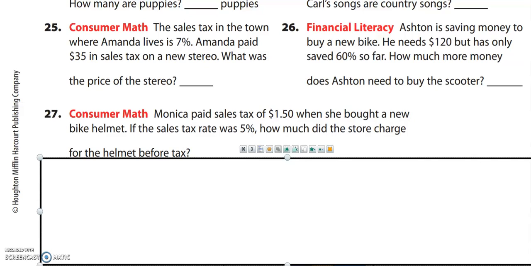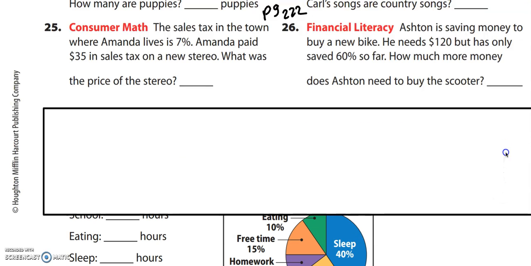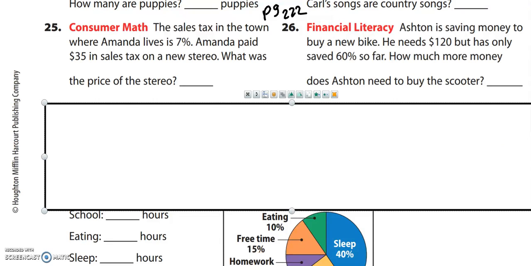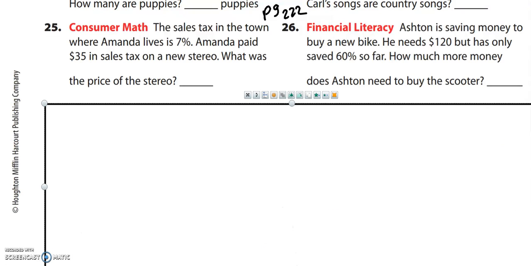This is lesson 8.3, independent practice. This is page 222. And we're going to pick up on numbers 25 through 29. This video is intended to go through some of these tricky problems. It is best if you try these problems on your own and then watch this video when you are ready to check your answer. So number 25 reads, Consumer Math.